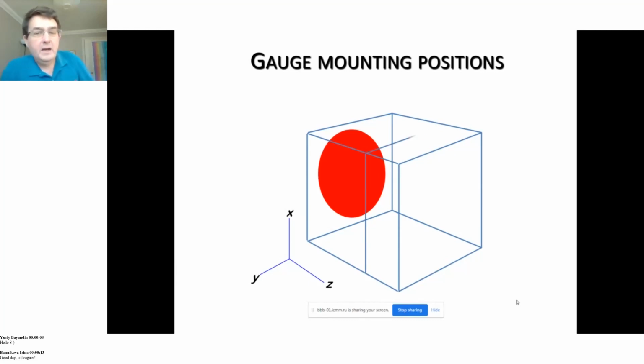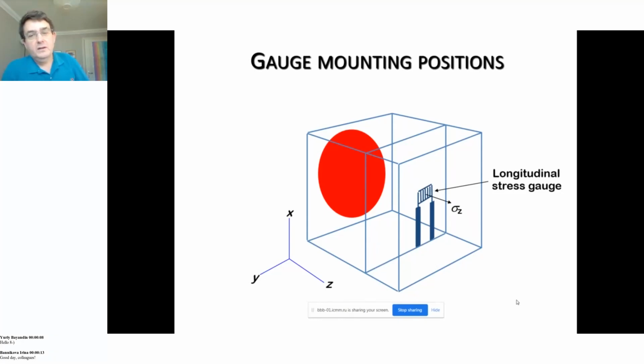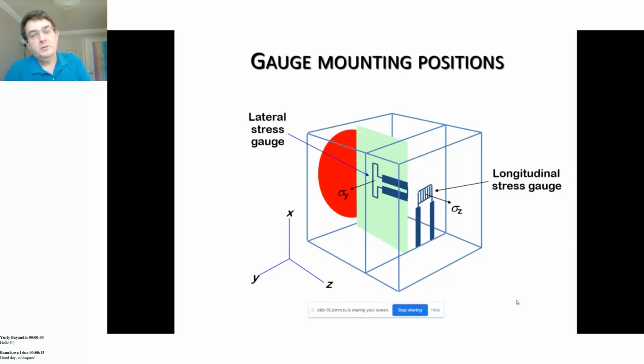We cut the target and we put a gauge within the target to measure the longitudinal stress. I've called that sigma Z for ease. You can also cut the sample along the direction of impact, and you can mount a thing called a lateral stress gauge. Lateral stress gauges were introduced in the late 1980s. Longitudinal stress gauges were introduced by and large in the shockwave community in the early 1980s.